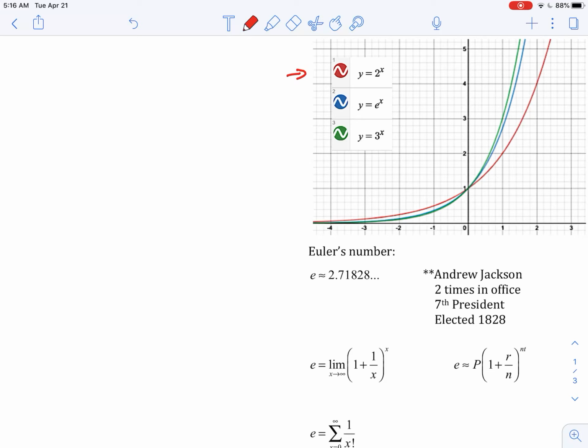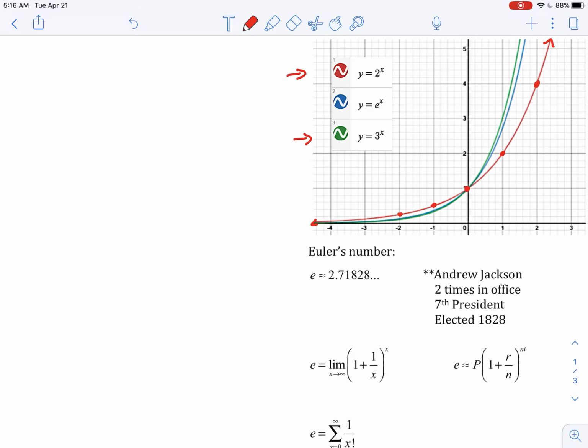And we know that if x were 2, 2 squared is 4. If x were 1, we'd get the point 1 comma 2. If x were 0, 0, 1. If x was a negative 1, we'd get 1/2. A negative 2, we'd get 1/4. So our graph of y equals 2 to the x is just that red graph that is shown there.